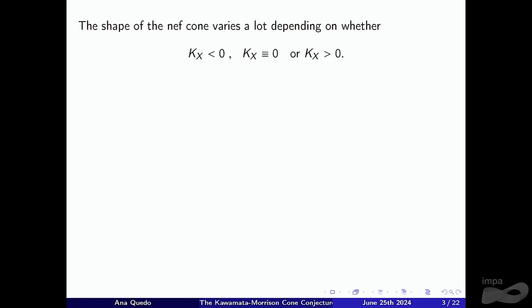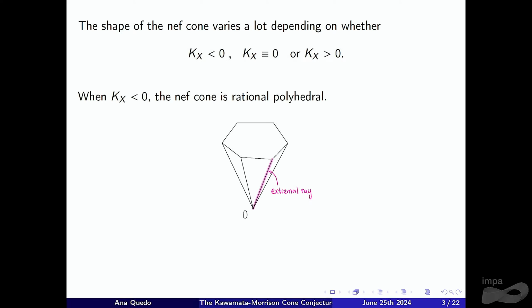Moreover, the shape of the nef cone depends a lot on the canonical divisor of our variety. For example, when our variety is Fano, the nef cone is rational polyhedral. What does this mean? It means that it has a nice shape with a finite number of faces. And in this case, each one of these faces can be associated to a fiber space structure or to a contraction of our variety. But today, I'm not interested in Fano. I'm interested in varieties that have numerically trivial canonical divisor.